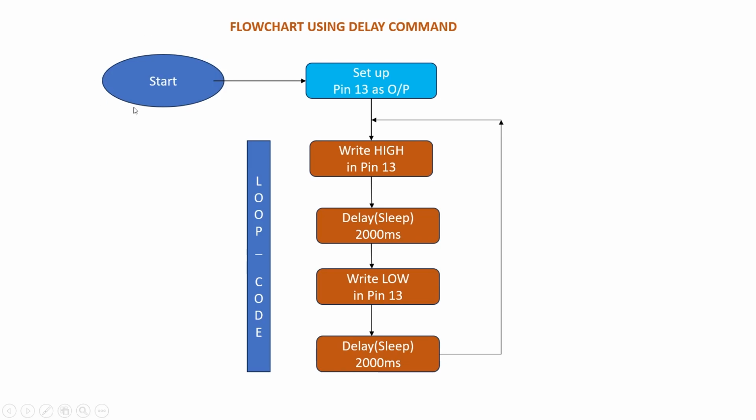Let's understand the flow chart of this. In the setup program we make pin 13 as output. Then we write high in pin number 13 and sleep for 2000 milliseconds. Then make it low, then again sleep for 2000 milliseconds. During that time Arduino will be doing nothing and it continuously moves in the loop.